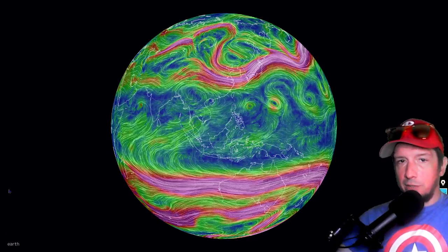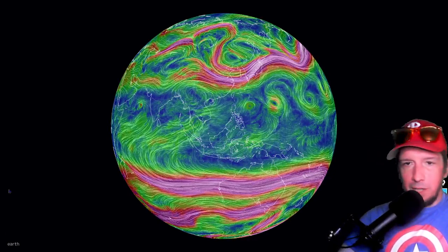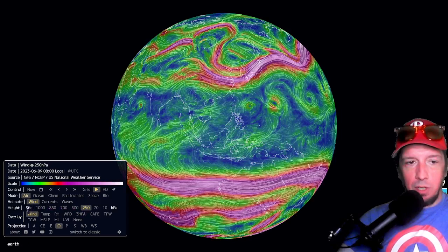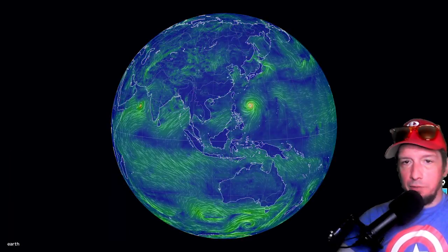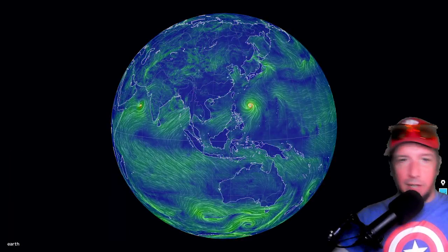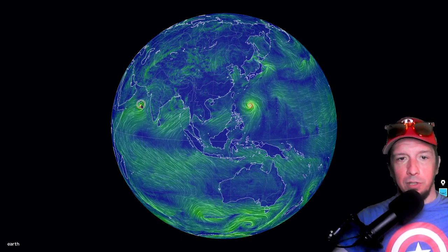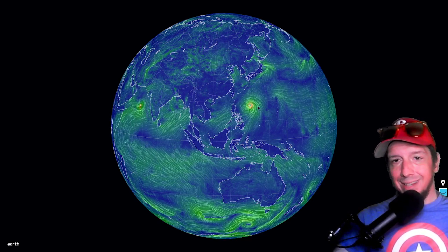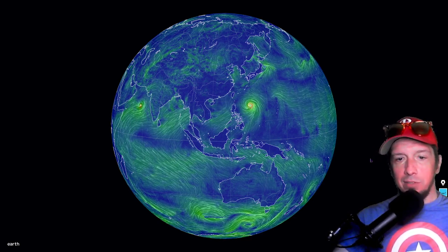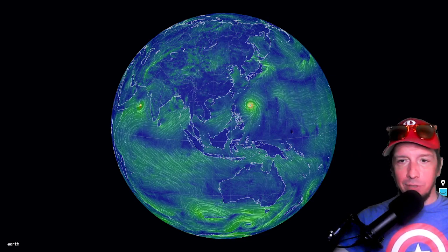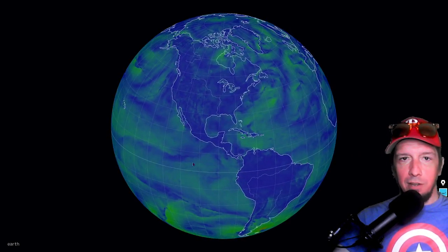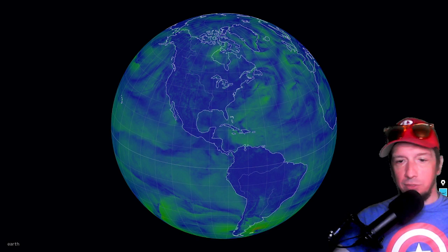There is your jet stream scenario for the eastern world. Here is your surface wind scenario for the east. Again, two powerful tropical cyclones here, one west of India and one east of the Philippines. That looks like it has intensified a little bit since yesterday. Here are the surface winds of the west.